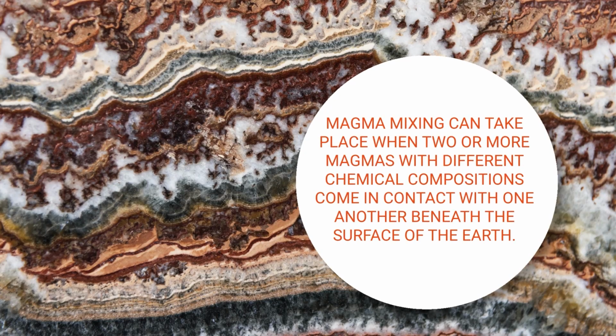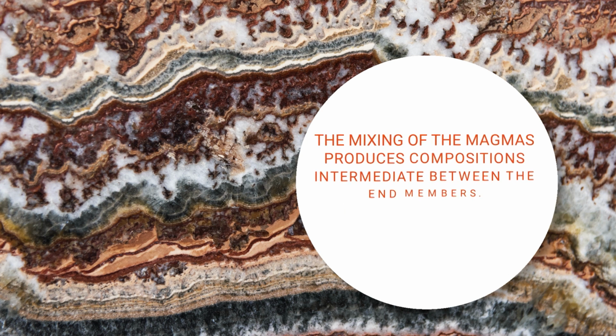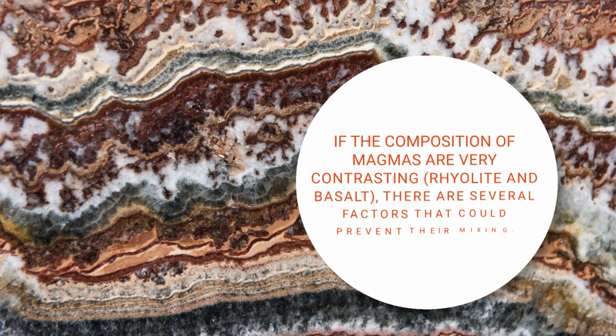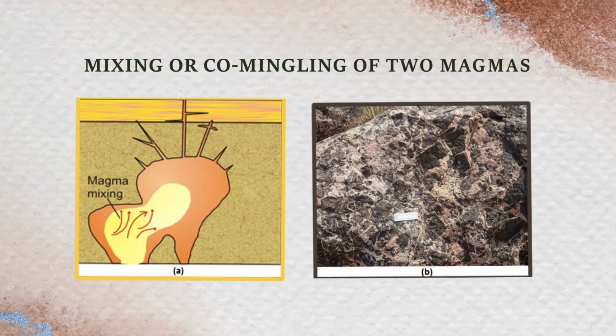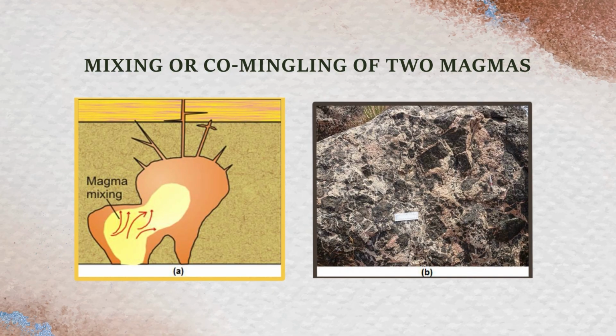Magma mixing can take place when two or more magmas of different chemical composition come in contact with each other on the surface of the earth, and they produce a composition intermediate between the two end members. If, for example, magmas are very contrasting, like rhyolite and basalt, it can give rise to a composition of intermediate magma. You can see two co-mingling magmas, and you can see an outcrop wherein co-mingling of magmas is shown.